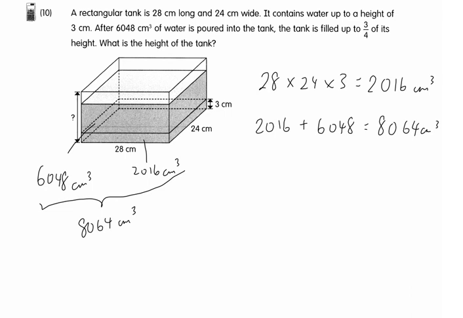How do I find the height of the water level, Xuan Wei? 8064 divided by 24. Okay. You can also divide by base area. And what do you get, Xuan Wei? 12. You get 12. 12 what? 12 cm. You all verify his answer? So you know that the height of the water level here is actually 12 cm.